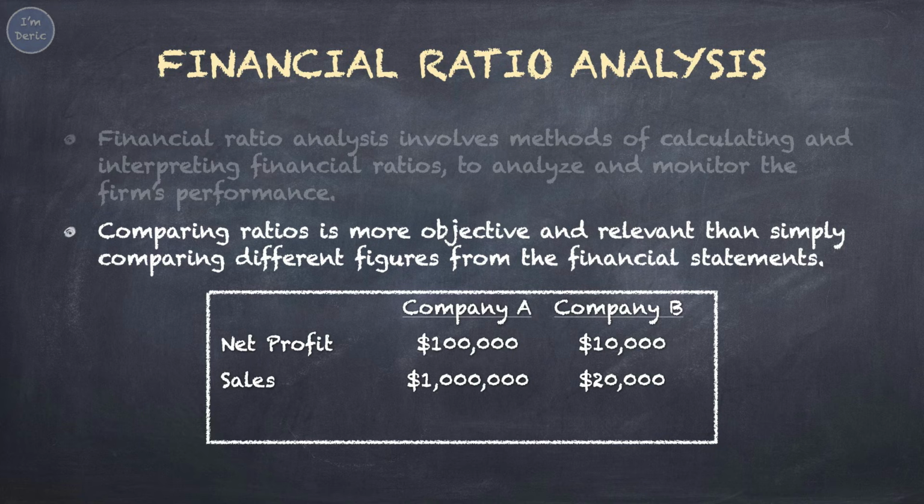Let's say the sales of Company A is $1 million, whilst for Company B is $20,000. We may calculate the profit margin by taking net profit over sales. So, the profit margin of Company A is 10%, whilst for Company B is 50%. Now, it is obvious that Company B is better than Company A, because Company B can make more profit based on lower sales, which means Company B is more efficient.